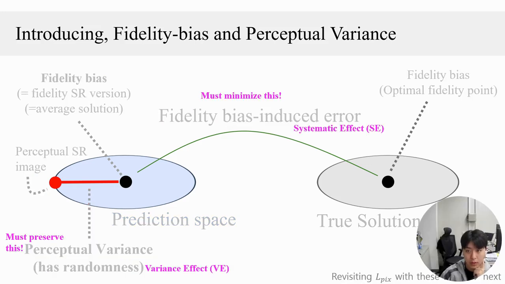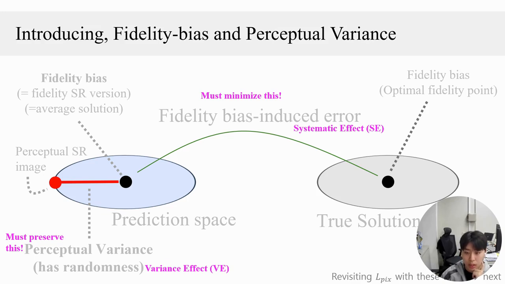Looking at the left side of the diagram, we see that perceptual super-resolution images contain a range of plausible high-resolution outputs. This variance represents natural texture differences that should not be eliminated and has some inherent randomness. If we over-optimize for fidelity and remove this perceptual variance, our model will collapse into a single average prediction leading to blurry results, the very problem we wanted to avoid.